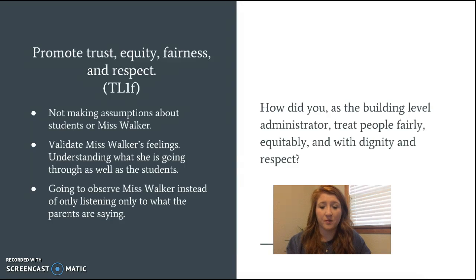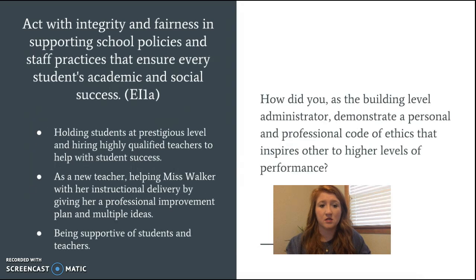So again, not jumping to conclusions, not assuming what is going on. And then also going to observe Ms. Walker instead of just listening to what the parents and the students are saying, but going and seeing it for myself. So going in and observing, making sure that I'm making fair assumptions.